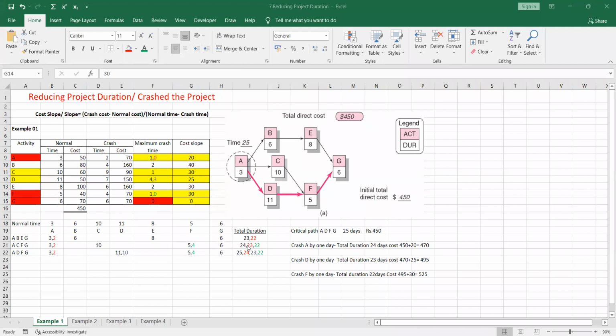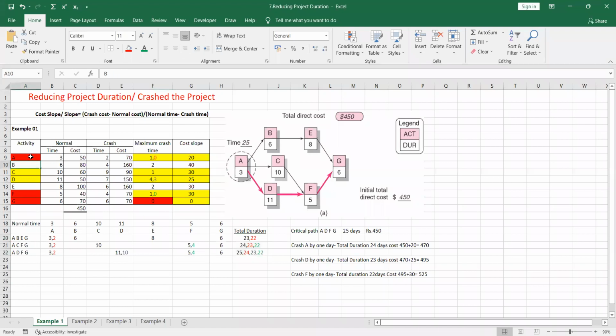So then what do we have? All these 3 paths now become the critical path, right? So we have to highlight that critical path now.